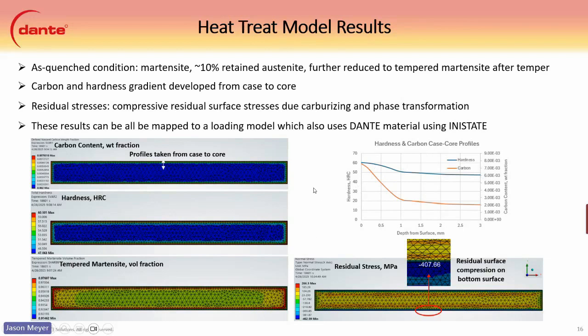The important thing here is the residual compressive stress at the surface due to carburization. You can see at the top and bottom surfaces, we have about 407 MPa of compression from this process. And you can see the other contours here for carbon content, hardness, and then the tempered martensite volume fraction. It's mainly all tempered martensite, even through the core here, since it's such a small sample.